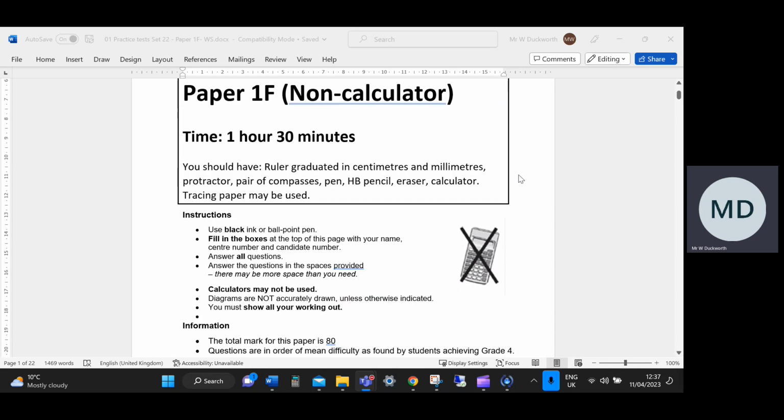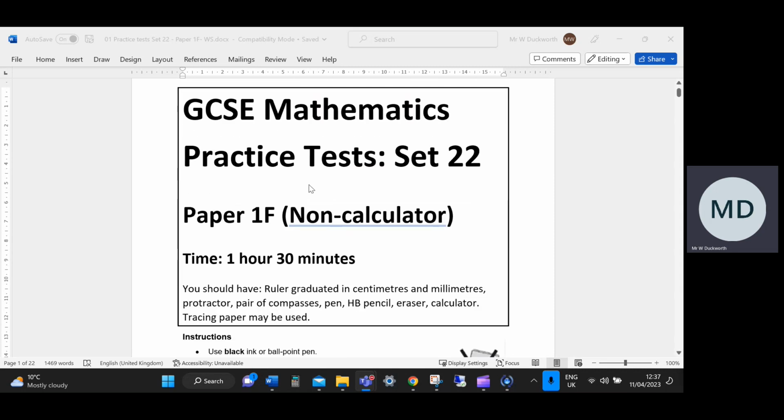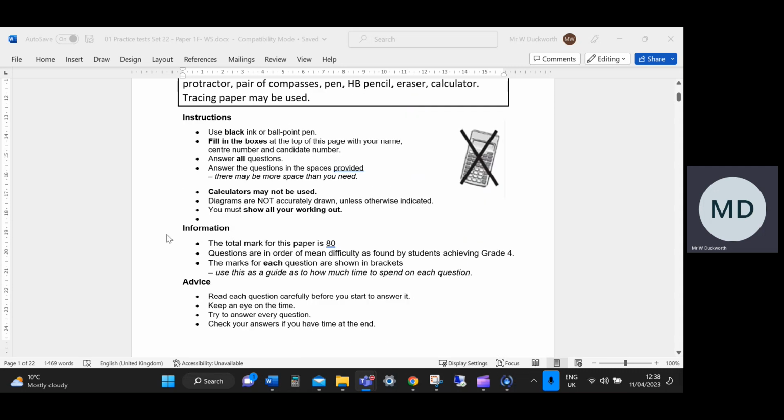Okay, just noticed on this, didn't notice it on the higher, some of the information: total marks for 80. Questions are in order of mean difficulty as shown by students achieving a grade 4. The marks for each question are shown in brackets, and use this as a guide as to how much time to spend on each question. I've not seen that before on a practice paper. Probably has been, but I've not paid that much attention.